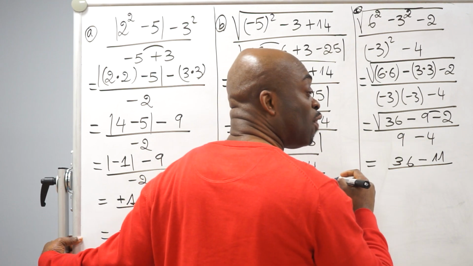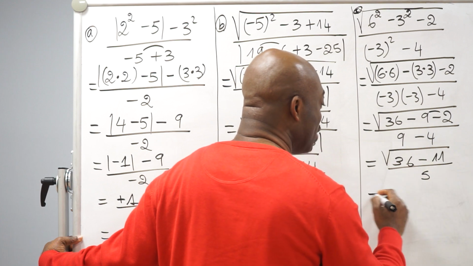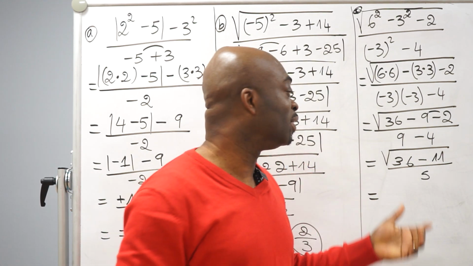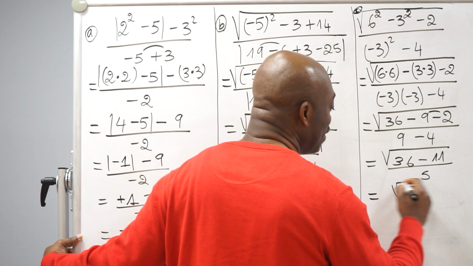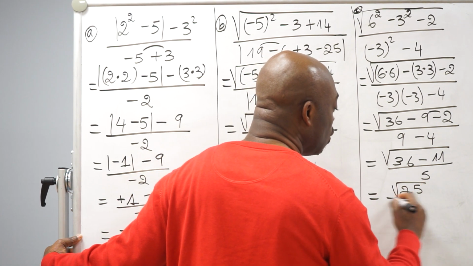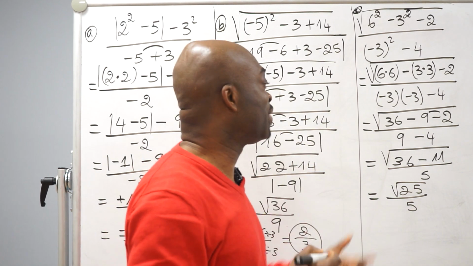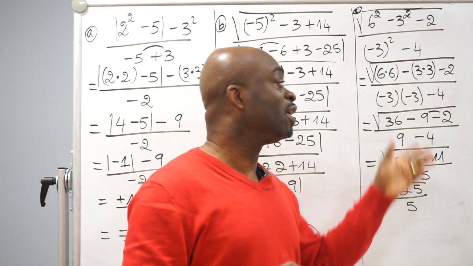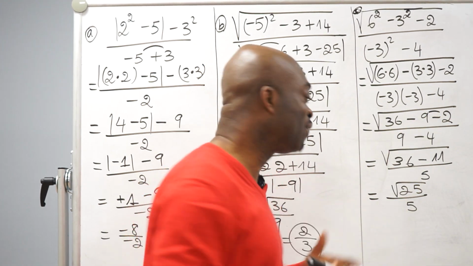9 minus 4 is going to give us what? 5. And then do not forget about the square root. So now what is 36 minus 11? Simple. 25, right? So that is square root of 25 over 5. Okay? Same thing, if you decided to do 36 minus 9, that will give you what? 27. And 27 minus 2 will give you 25. It's just the same thing, different ways.